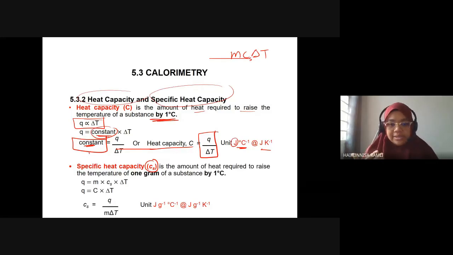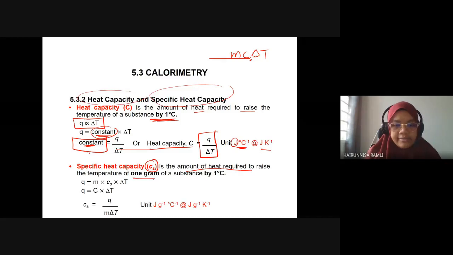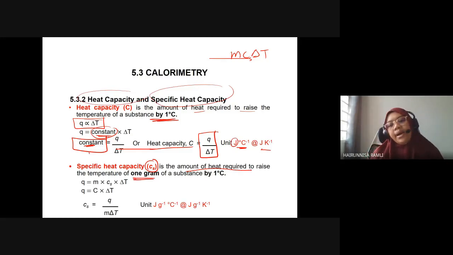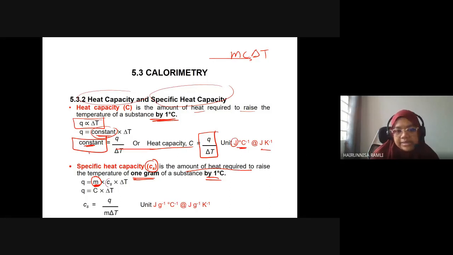Okay, so what's the difference? Also the amount of heat required to raise the temperature, but this one is for 1 gram of a substance by 1 degree Celsius. Meaning that kita nak naikkan temperature 1 degree untuk 1 gram. Dia specific untuk 1 gram, berapa amount of heat yang kita perlukan. So bila dia dah specific, nak perlukan ada mass, contohlah dia more than 1 gram, so you can calculate. You can put the mass here. So Q will become MCS delta T.